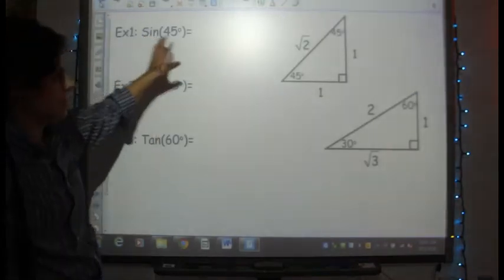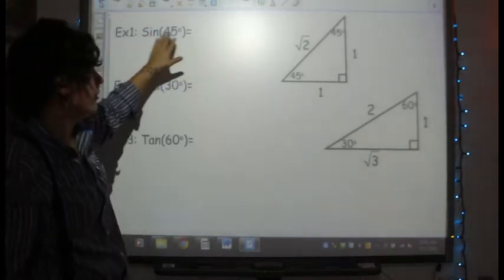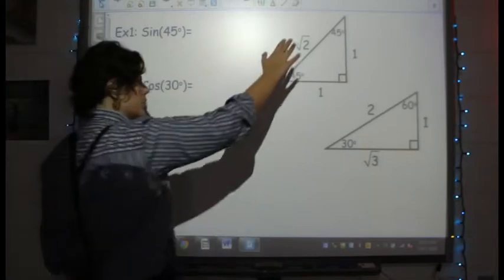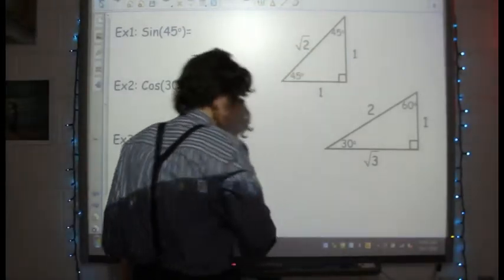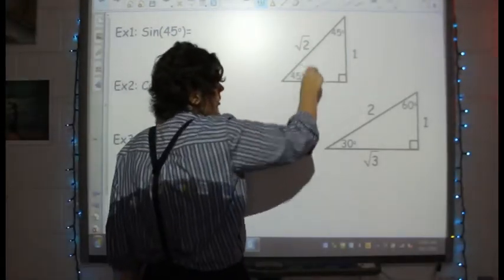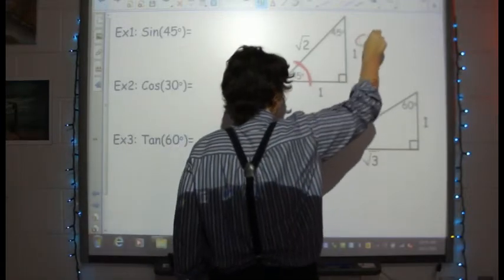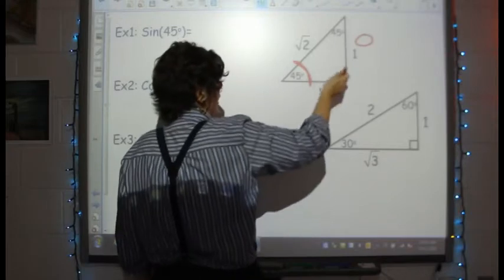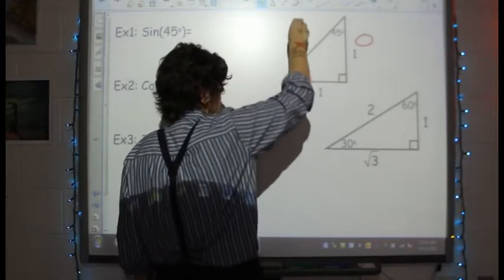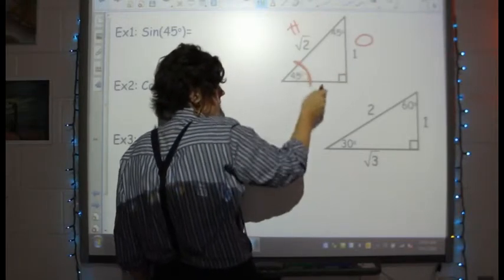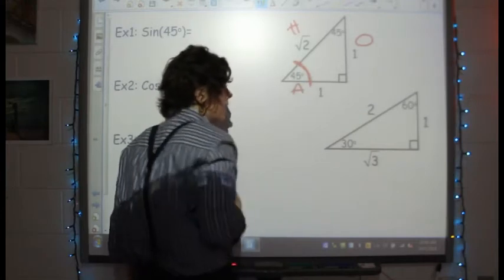All right, so using our special right triangles here, we have sine of 45 degrees. We go to our 45, 45, 90 right triangle. It doesn't matter which 45 we mark. You can use whichever one you like. The opposite side is the one directly across from the 45. The hypotenuse is the one directly across from the 90 degrees. And the adjacent side is the one left over, the one touching the 45.